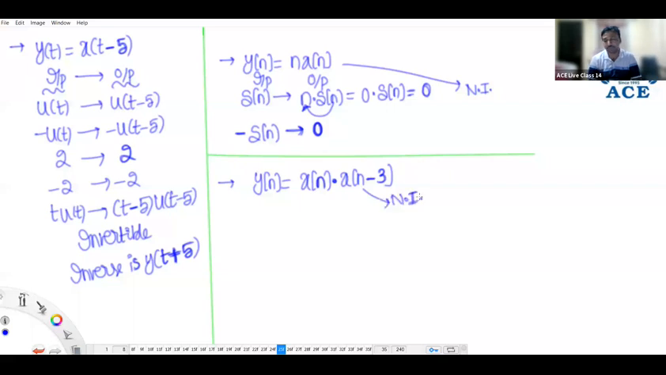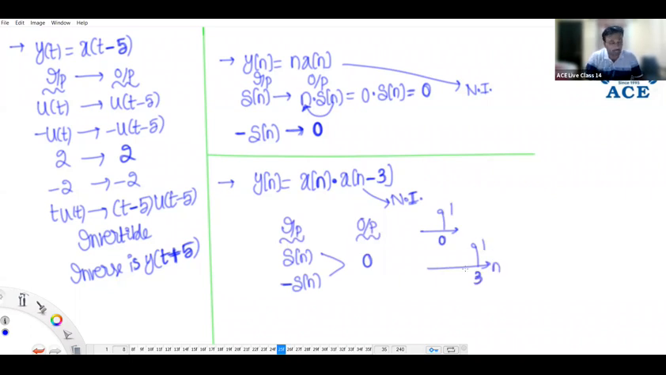It becomes non-invertible. If we apply del n or minus del n, in both cases the fixed output is 0. Why? Del n occurs at origin, del of n minus 3 occurs at 3, sir. What is the product of them? No overlap. Multiplication of two positive numbers or two negative numbers is positive. That means non-invertible.